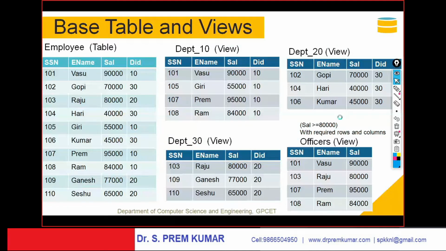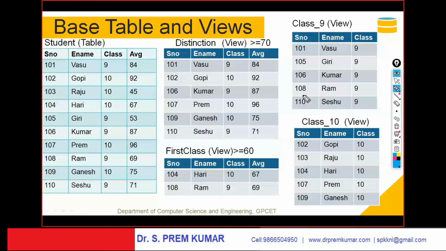Let's go through one more example on base table and view, just for clarity. You observe here, I created a student table. In the student table, you have student numbers, names, class, which class they are studying, and average marks. This is the base table, the original table. 101 Vasu, 102 Gopi, Razu, Hari, Giri, Kumar, Prem, Ram, Ganesh and Seshu, studying 9th class and 10th class, with their average marks.